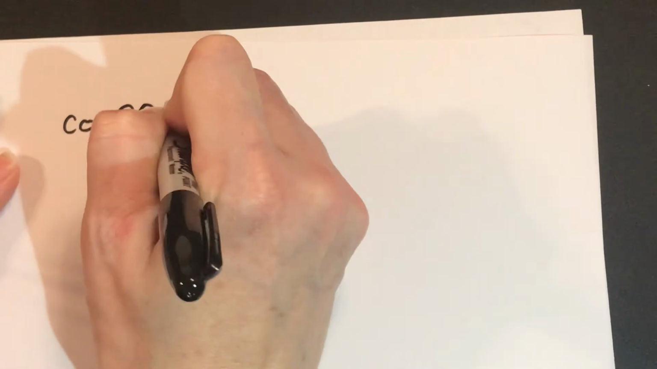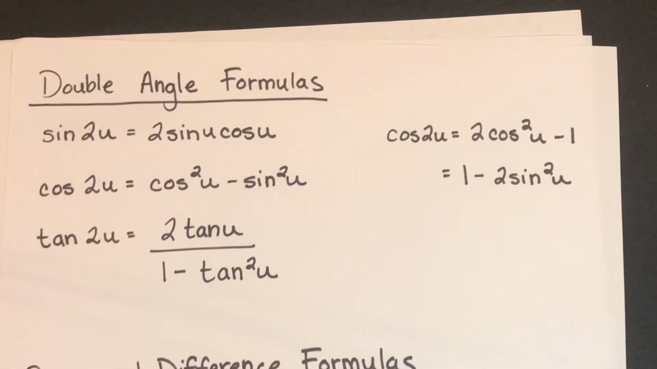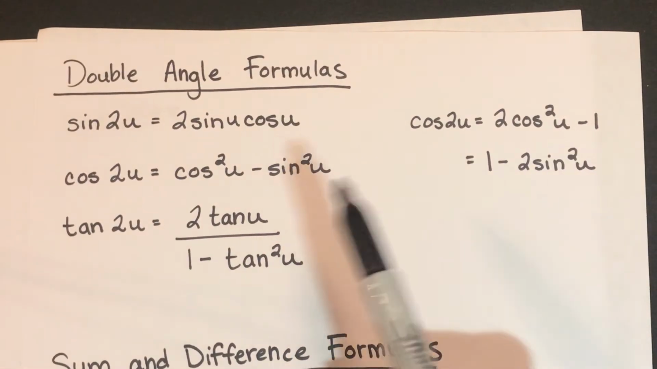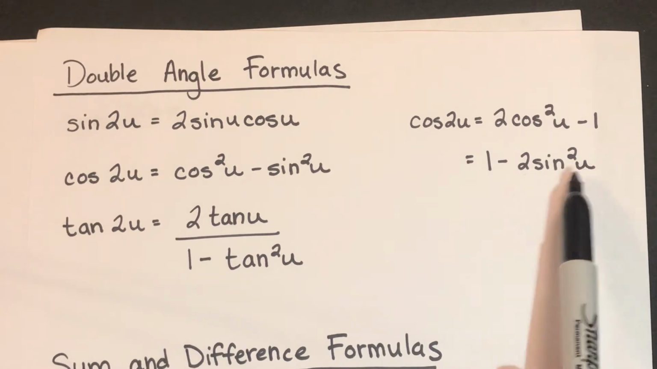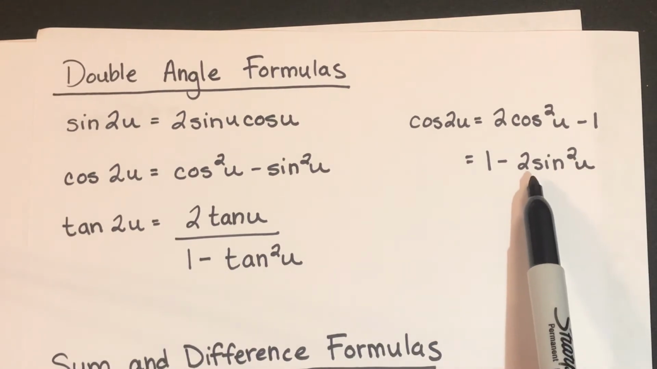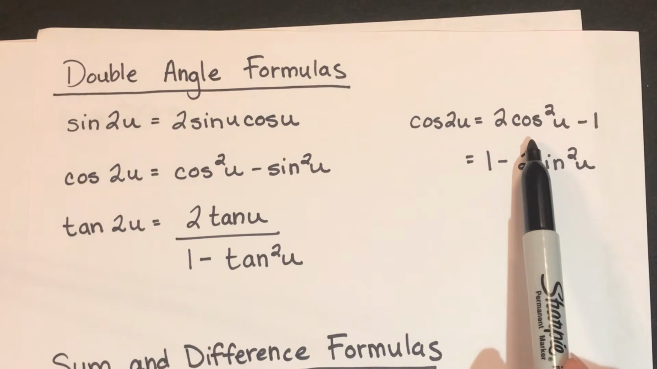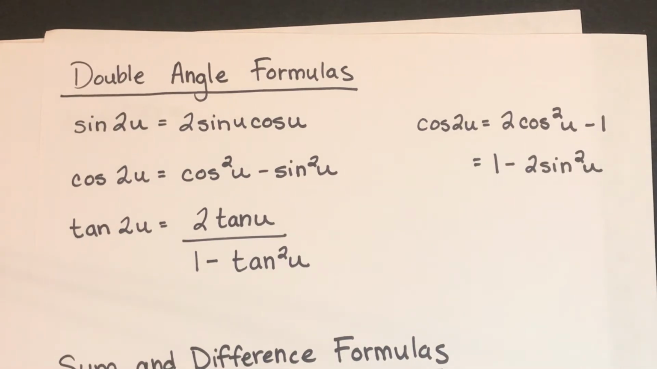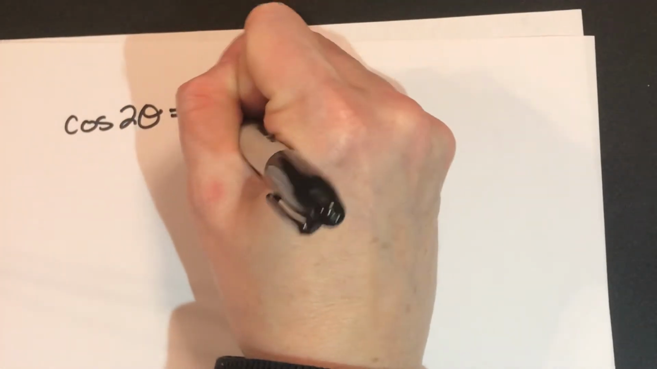Cosine of 2 theta equals, now we can pick any of these to use. I don't know, let's pick, how about, let's see, the book uses this one. We'll use this one, sure. Okay, so 2 cosine squared u minus 1. I'm going to write that out.